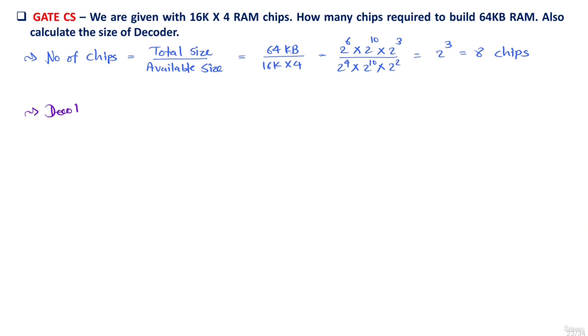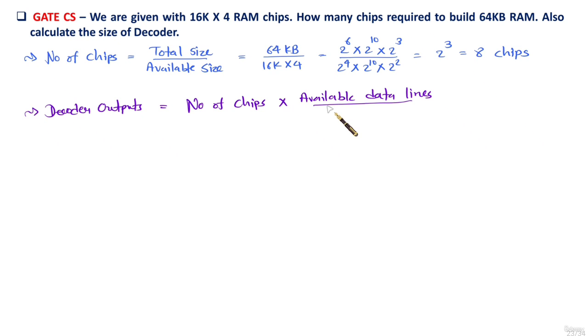So decoder output will be number of chips into available data lines divided by required data lines. How many chips are there? 8 chips are there. How many available data lines are there? You see 4 data lines are available, right? So 4 divided by required data lines, that is B. B means 8. So in total 4 outputs will be there with the decoder.